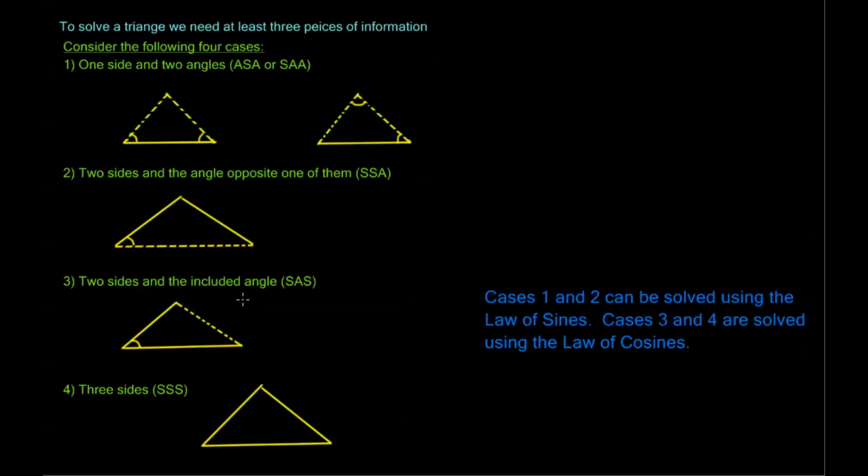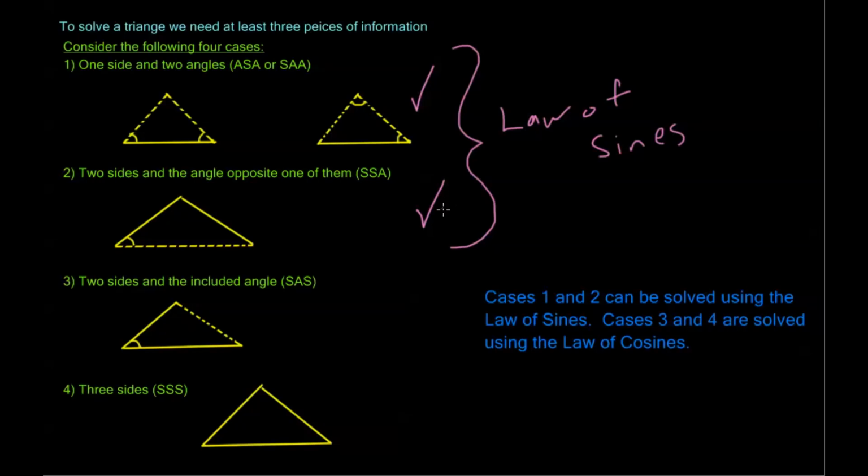Now 3 is when we have 2 sides and an included angle. We call that an SAS triangle. And then for 4, that's when we have 3 sides. Now triangles 1 and 2 are solved using what we call the law of sines, which we're going to learn in this video. And we're going to focus on these 2 first. Our next video will be working on this first type of triangle, and then in 2 videos from now we're going to be working on the second type of triangle. And we'll jump into these case 3 and 4 once we get to section 6.6.